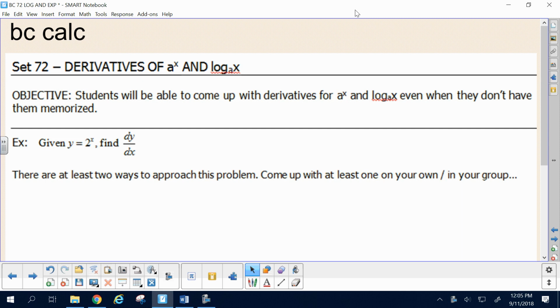So here we go. This is three new derivatives. This actually has absolute value in it also, and absolute value.